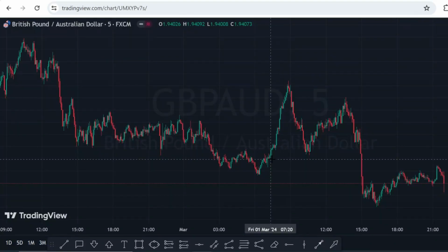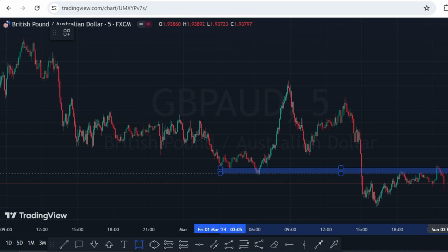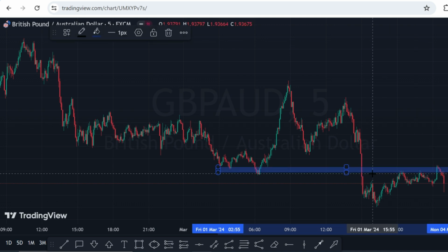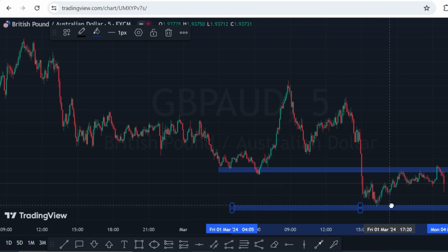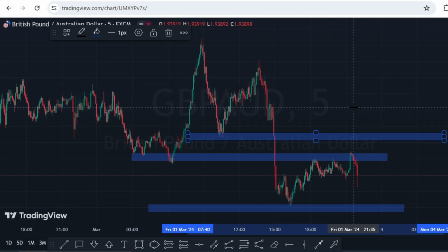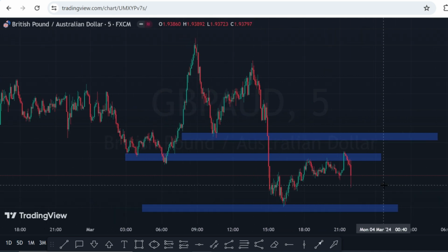Supply and demand zones are vital tools for Forex traders, providing a structured approach to identifying key areas of potential price reversal or continuation. By understanding and effectively utilizing these zones, traders can enhance their market analysis, improve entry and exit points, and manage risks more efficiently. Mastery of supply and demand zones requires a blend of technical analysis, market psychology, and disciplined trading strategies.